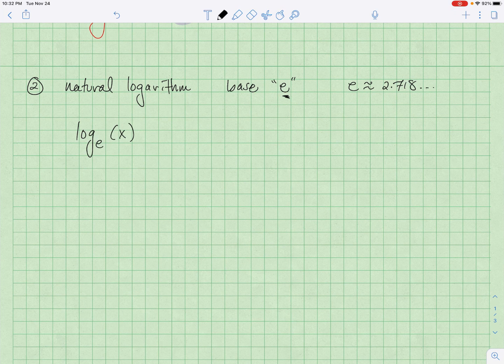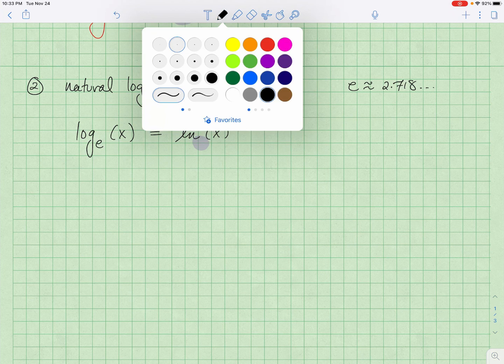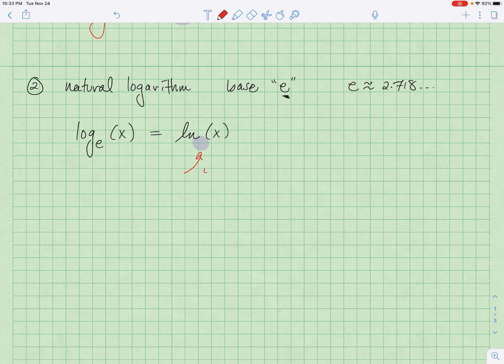And we don't write log base e of x. This one has special notation as well. We write ln of x. So this one also doesn't have a base. And when I use just the letters ln, not the letters log, but the letters ln, it's understood that this base is e. It's understood that the base is e here.